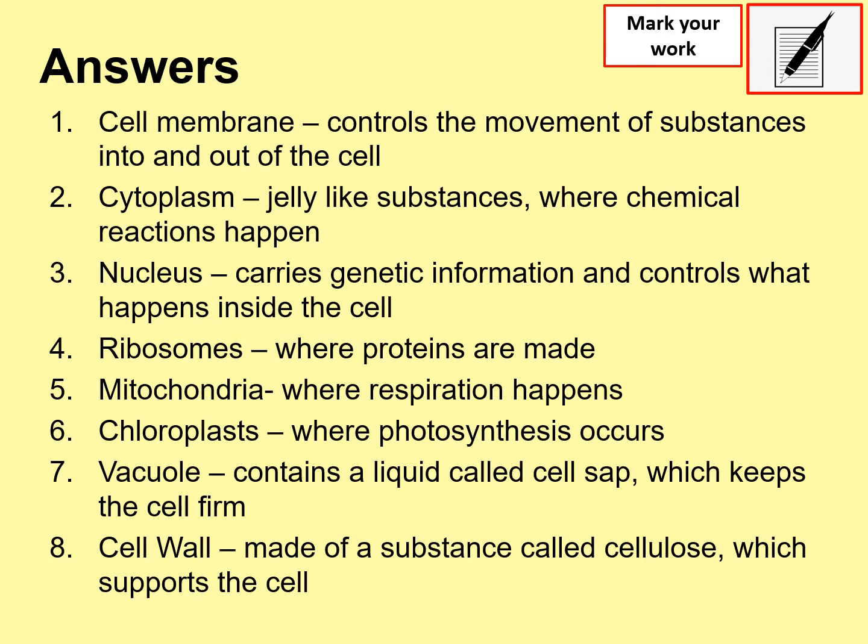Number 5 is the mitochondria, and that's where respiration happens. Number 6 are the chloroplasts where photosynthesis occurs. Number 7 is the vacuole, which contains a liquid called cell sap, which keeps the cell firm. And number 8 is the cell wall, and it's made of a substance called cellulose, which supports the cell.